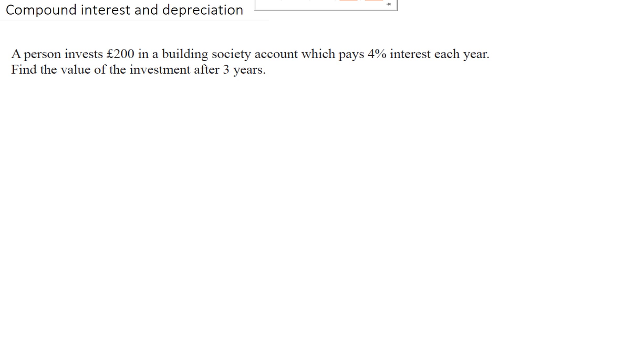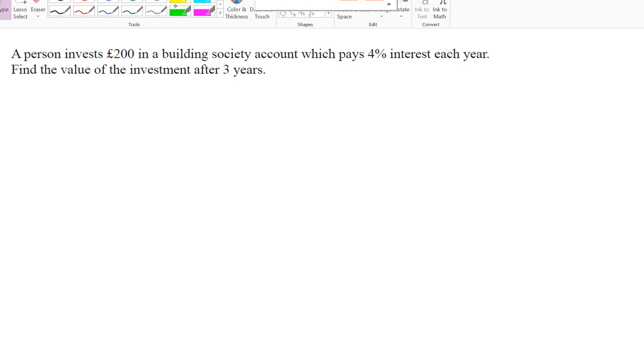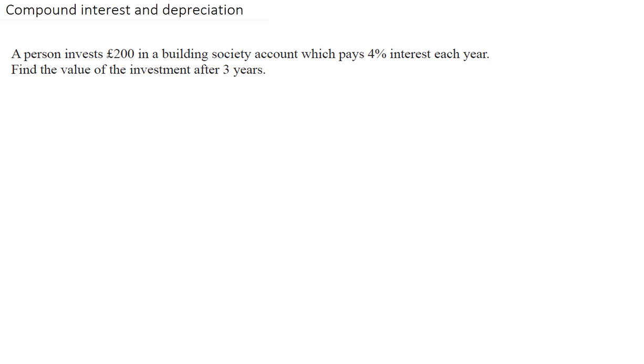Okay, I know it sounds difficult, but it's not. I promise. I'm going to go over a couple examples. So, a person invests £200 in a building society account, and that pays 4% interest each year. Find the value of the investment after 3 years. Okay, what do we need? We know that in the beginning it's worth £200. Each year you get 4% interest. That means each year it's going to be worth 4% more. It's going to increase by 4%. The question is, find the value after 3 years.